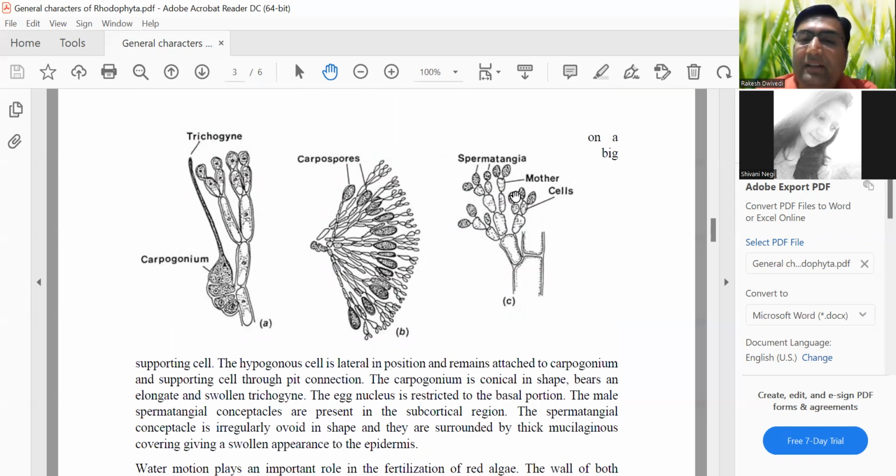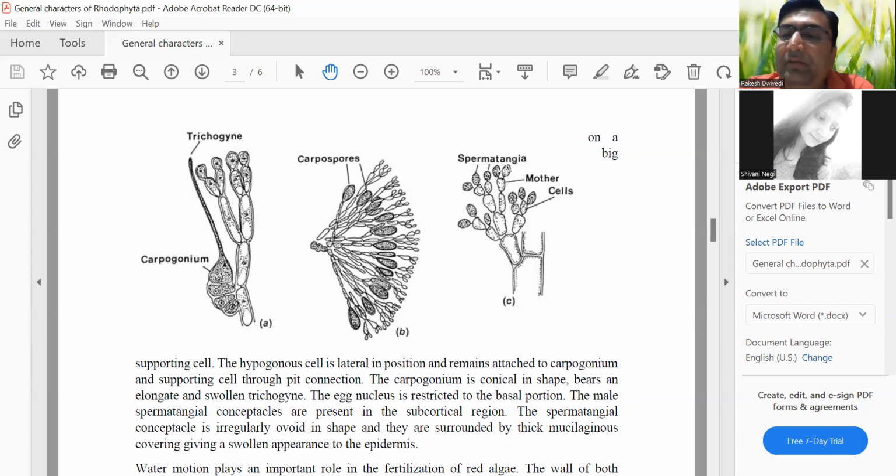Here you can see the structure of the spermatangia. These are the apical cells of the lateral branches. There are certain specific branches found in male gametophytic plants of the red algae, known as trichoblast branches. On these trichoblast branches, we can find the spermatangia. The apical cell of the trichoblast branches forms the spermatangia, and each spermatangium produces only one male gamete known as spermatium. These spermatia, the male gametes, are without any flagella.